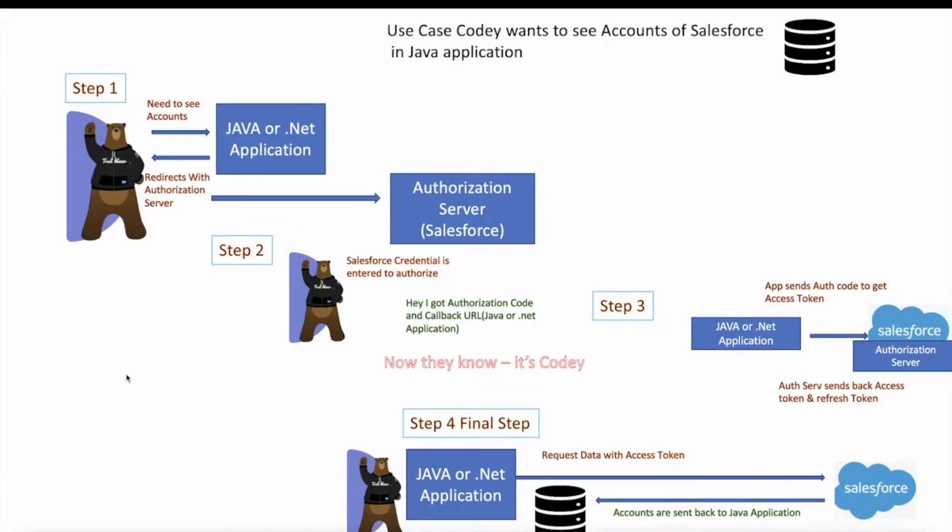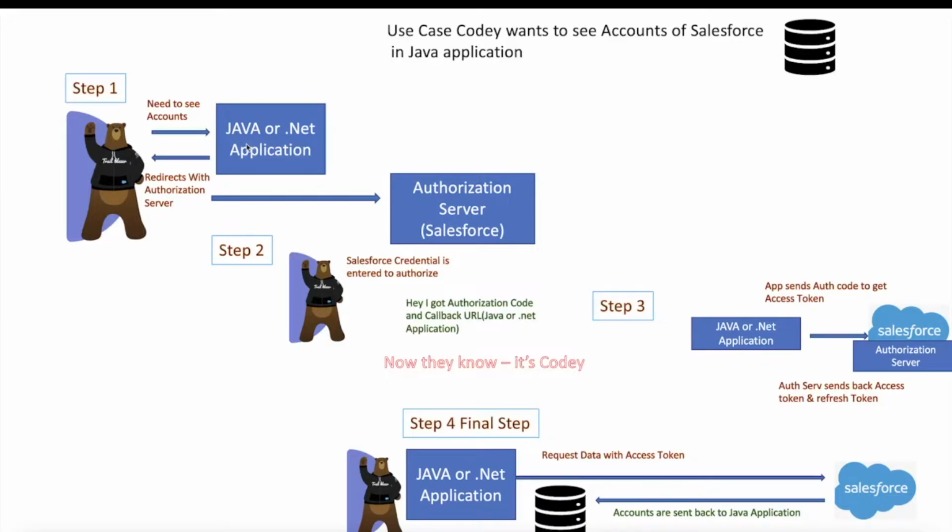I've created this flow to explain how OAuth works in the background. In our demo also, when we see how we are obtaining the access token, these are the 4 steps happening in the background. For example, if Cody wants to see accounts in a Java application, and all of those accounts reside in Salesforce, how is it going to work? He requests the Java application that he wants to see all accounts, and let's suppose there's a button on click of which the request is made.